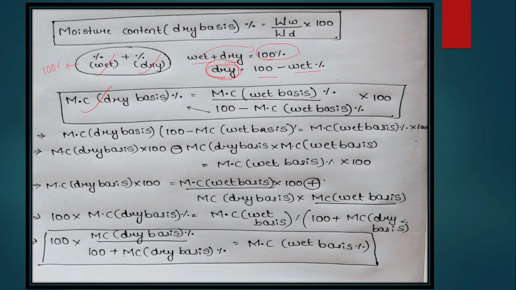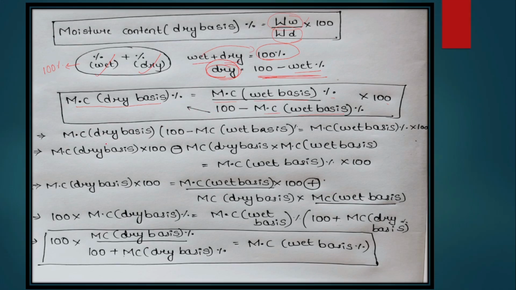Here we know the formula: moisture content dry basis percentage is equal to WW, the water percentage, by WD, the dry matter. So, we write the moisture content wet basis percentage by WD, where WD is 100 minus wet percentage, that is 100 minus moisture content wet basis, into 100. Now, we need to cross multiply this.